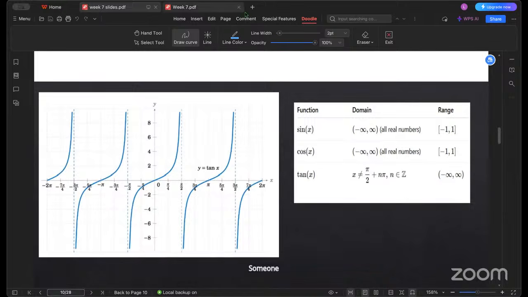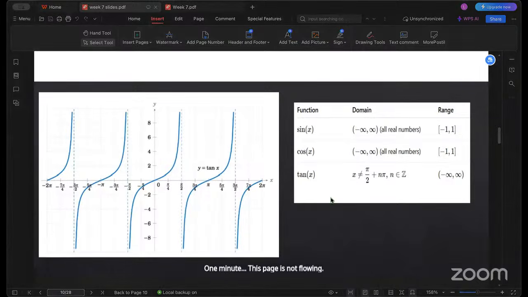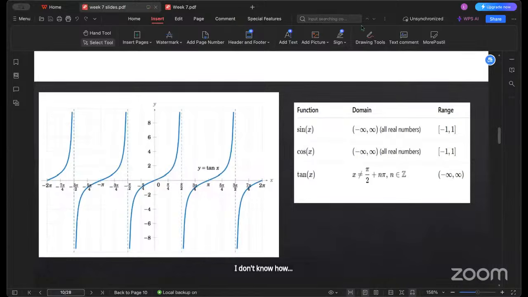Someone was asking, I stopped you, sorry. Ma'am, in the last PDF that you were sharing, when you just started it, there was one graph. Yeah, one minute. This page is not flowing. I don't know how. Hold on a minute.